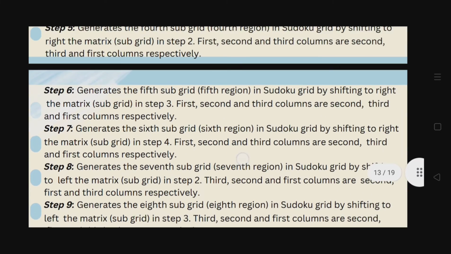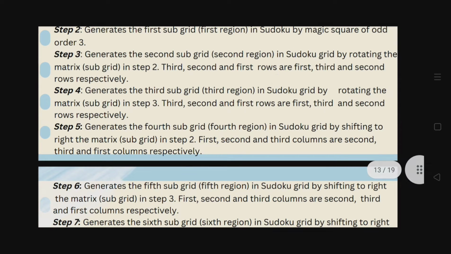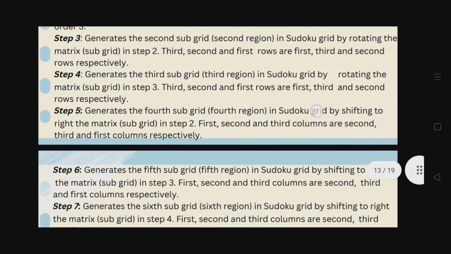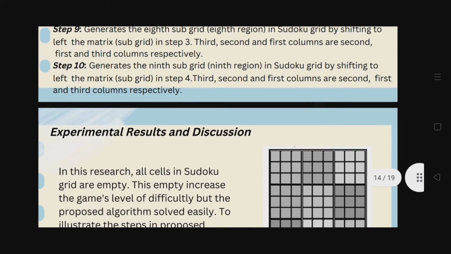If I read it without a figure, it is confusing. So I made a figure, not for each step, but I combined each region. For example, the first region, second region, and third region I put together in one figure, and the fourth, fifth, and sixth regions in another figure. So let's go to the figure here.